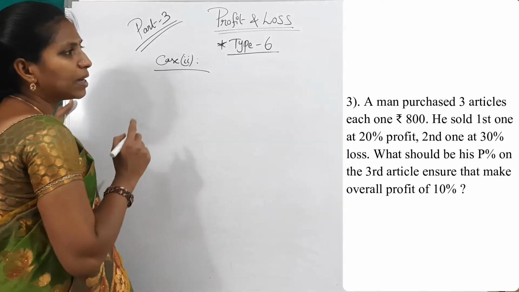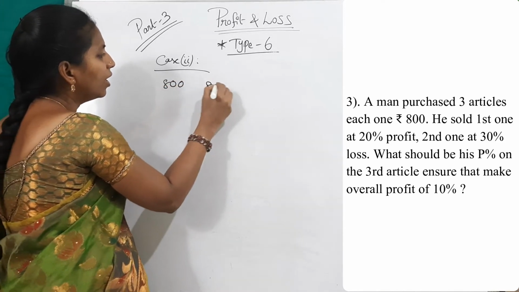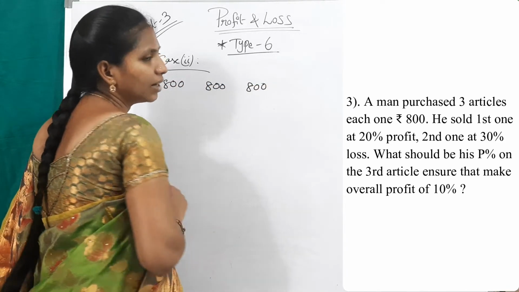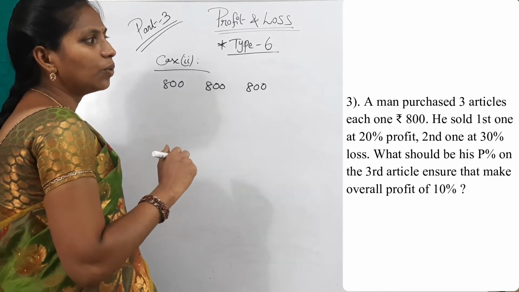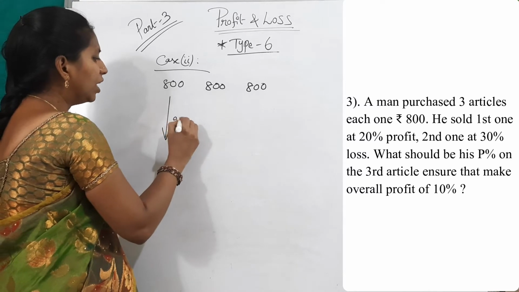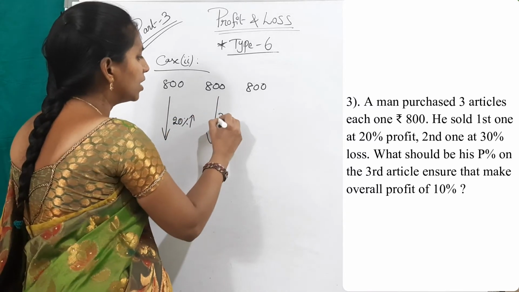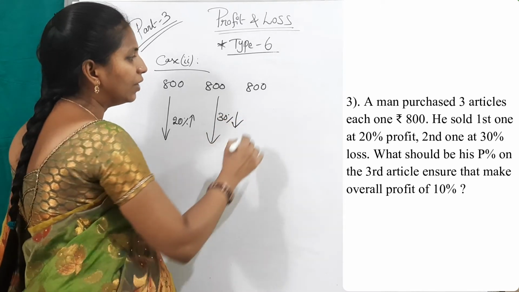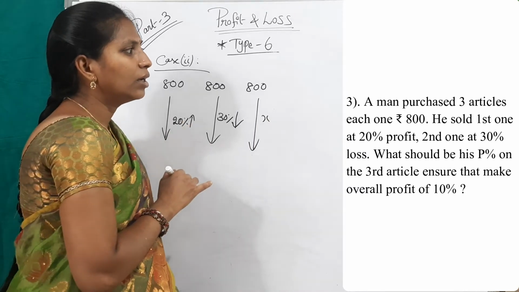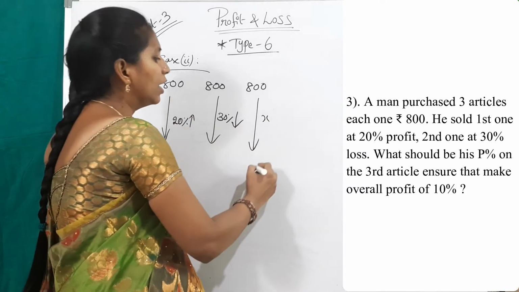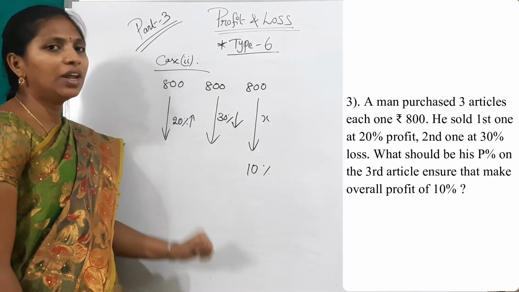See here, a man purchased 3 articles, each one 800 rupees. 800, 800, again 800. CP1, CP2 and CP3. He sold the first one at 20% profit and the second one at 30% loss. The third one we don't know. Suppose this is X. And overall there is a profit of 10%. This is the given information.